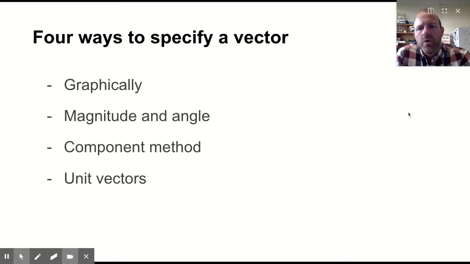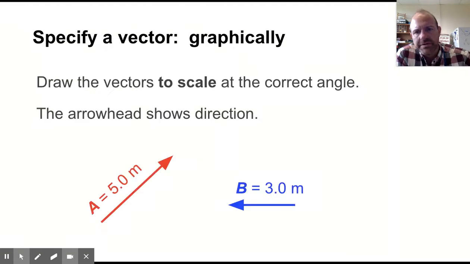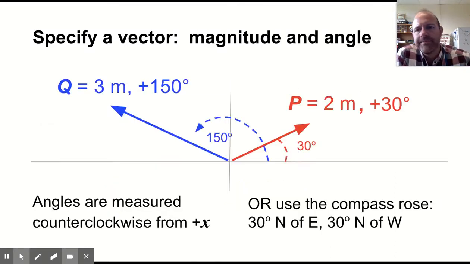We're going to look at graphical methods using magnitude and angle to talk about a vector, using components, and using unit vectors. Lots of different ways. Graphically, you can literally draw the vector. The length of it represents its magnitude in whatever scale you're dealing with, and the arrowhead gives us a direction.